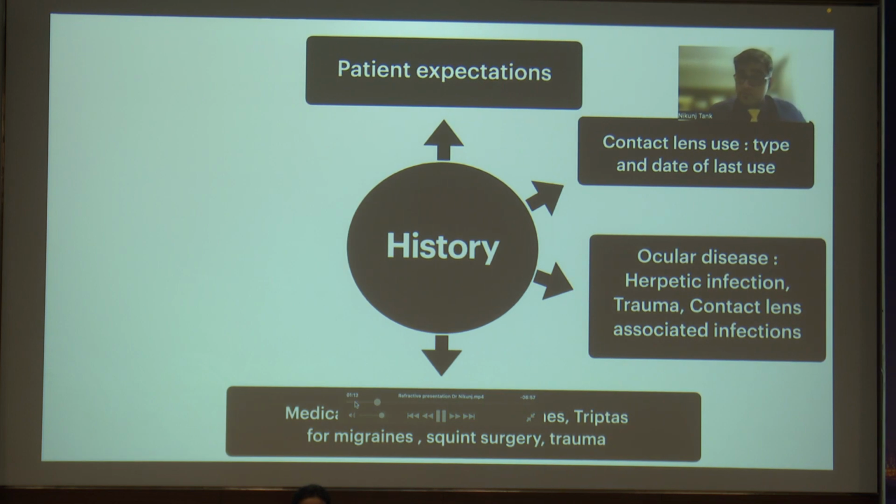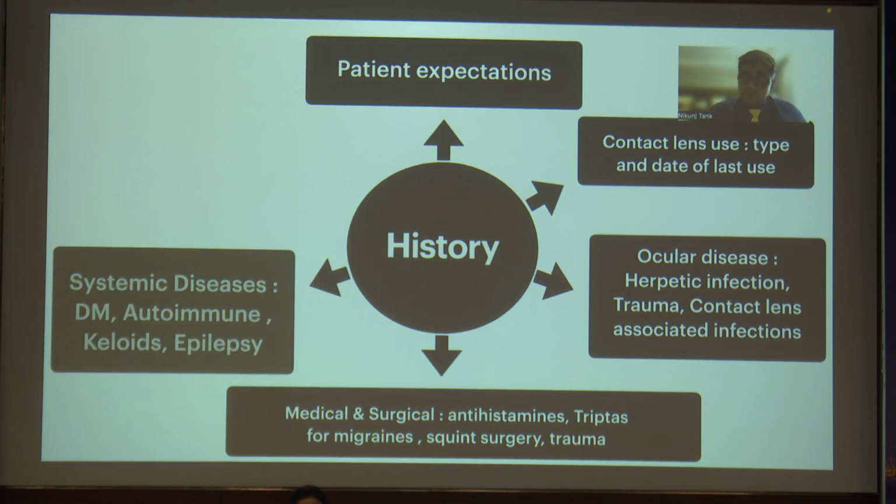It is important to ask about antihistaminic use because that can lead to dryness, and triptans for migraines which can lead to altered corneal wound healing. If there is any history of squint surgery, that can indicate amblyopia in the patient. It is also important to rule out diabetes and other autoimmune diseases. Ask about any keloid tendency or any other scar in the body, and ask about any major illnesses like epilepsy, because if the patient has a seizure during the surgery, that can be disastrous.